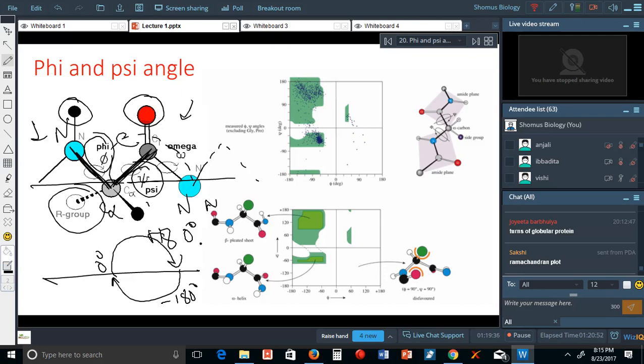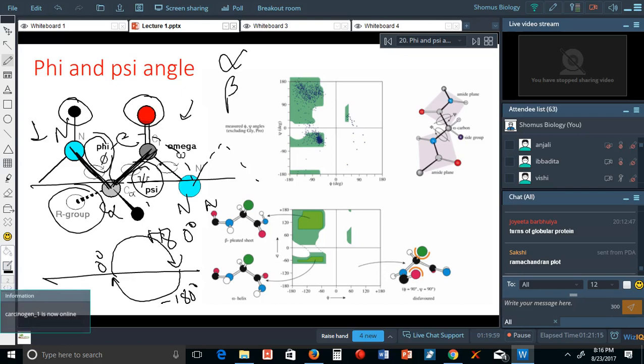So Ramachandran and his colleagues discovered a way to understand this process, and what they tried to figure out is the values for both phi and psi angle for which the maximum rotation allowance is provided for any particular structure, either alpha helix or beta sheet.